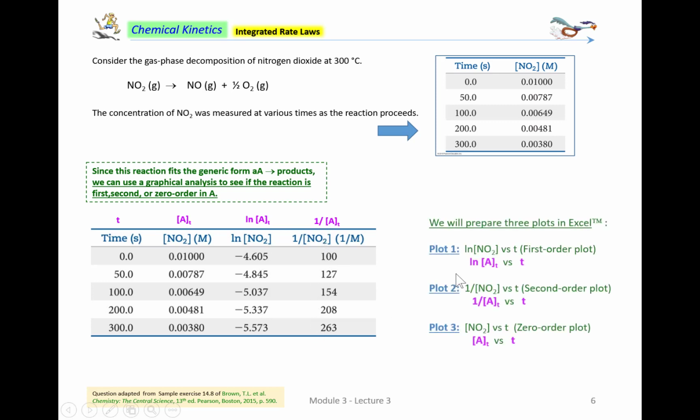And so again, we'll prepare 3 plots in Excel. Plot 1 will be the natural log of A, or natural log of our NO2 versus time, to test to see if the reaction's first order, whether that's a straight line data or not. Our plot 2 will be 1 over the concentration of NO2 versus time to test for a second order. And plot 3 will be simply the concentration of NO2 versus time to test to see if the reaction is zero order in A. And again, we ask, which one, if any of these, will fit a linear relationship? Well, let's take a look.